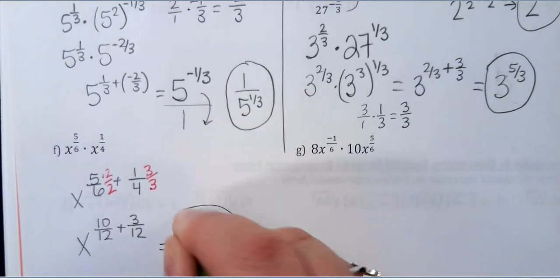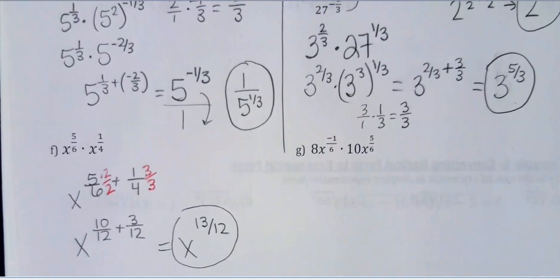Again, if you get an improper fraction, leave it. Don't change it to a mixed number. You will never see a mixed number exponent on anything. So just leave that as 13 over 12.